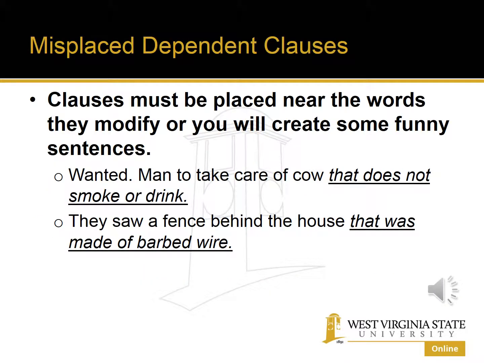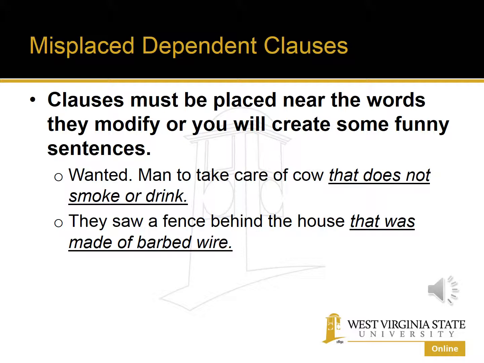One last point that I would like to make regarding dependent clauses is the importance of placement. Clauses must be placed near the words they modify. And very often when you're writing a draft, you may not put the modifier in the correct place. But hopefully when you go back to do a revision or proofread, you will see that sometimes misplaced modifiers can create silly, nonsensical, funny sentences. So I have a couple examples here.